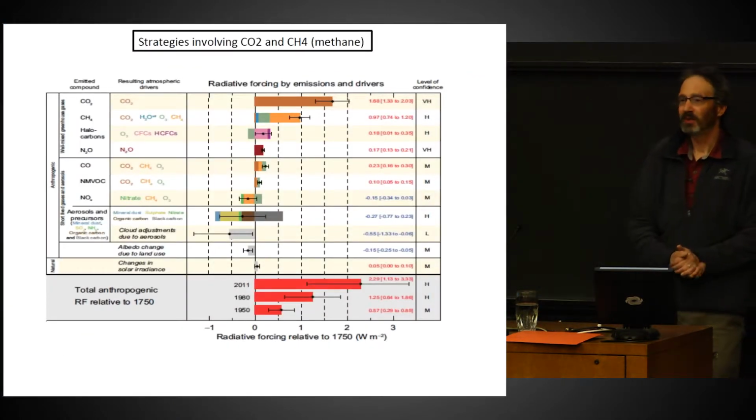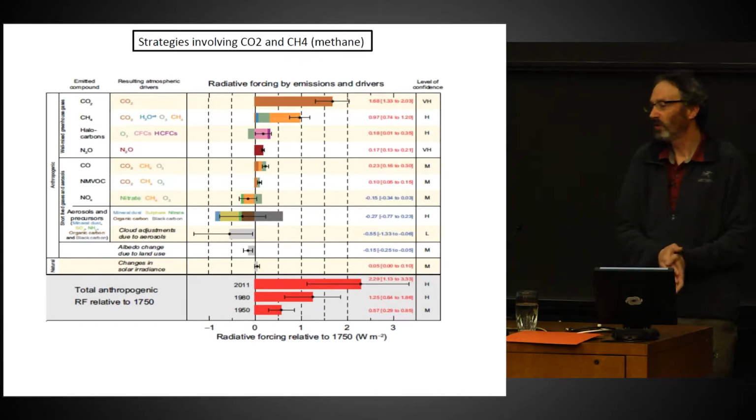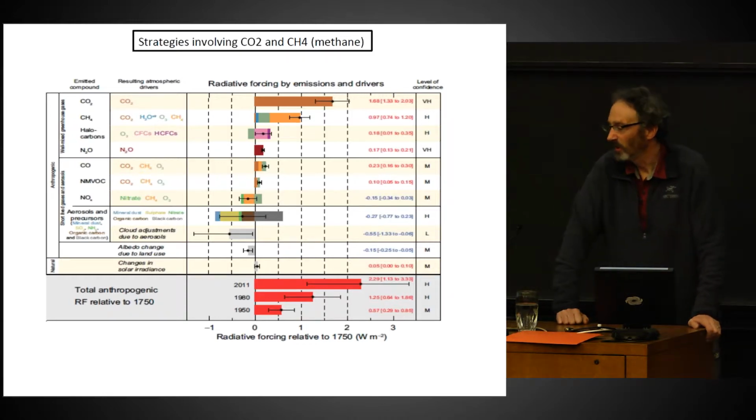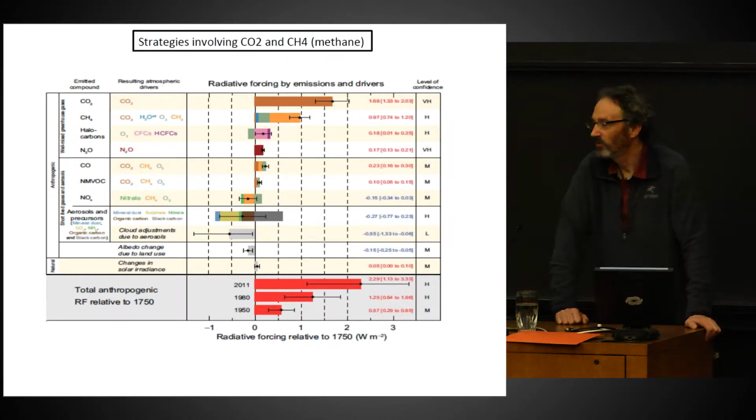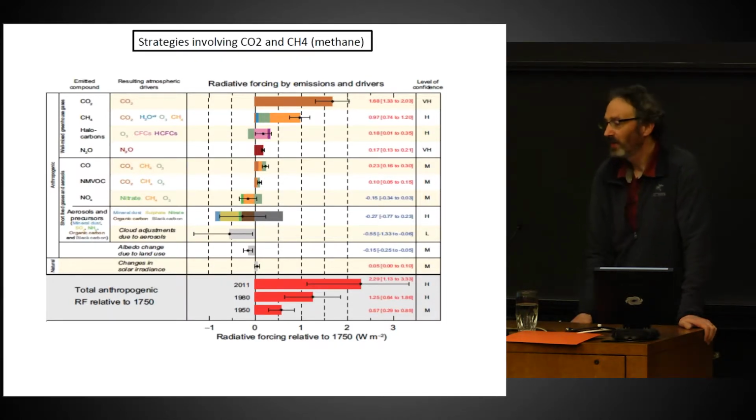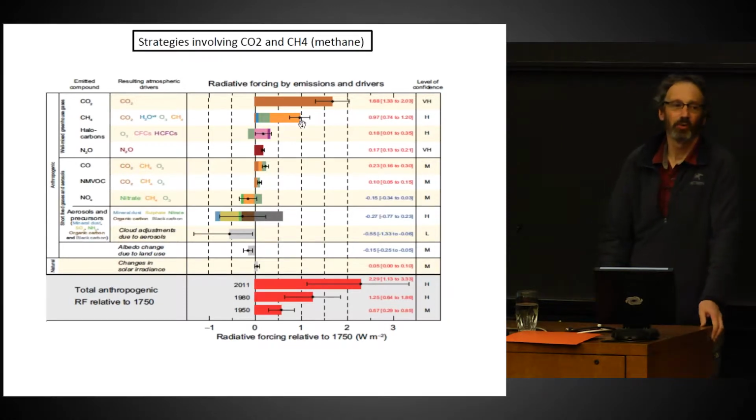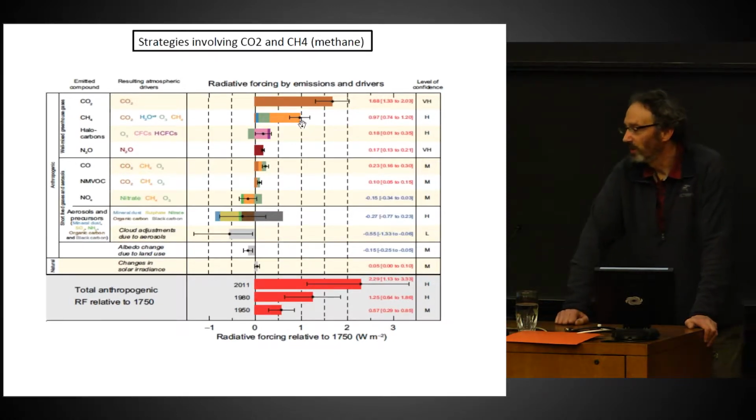So now we're going to go back. We've discussed air pollutants, we've discussed ozone and aerosols and their regulation. Now we're going to look at strategies involving carbon dioxide and methane. Carbon dioxide is the largest driver of global warming. It is most positive on this side, but methane comes a close second. Methane is a very powerful greenhouse gas, and significant warming can be attributed to methane too.